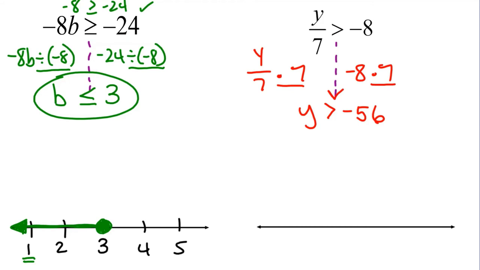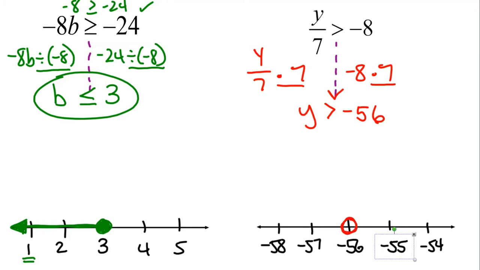That's going to stay, so I'm going to graph that. Here's -56 on the number line, -55, -54, -57, -58, and y is greater than -56. So -56 is not included. That's an open circle. And then it's everything greater, so that's going to be shaded to the right.